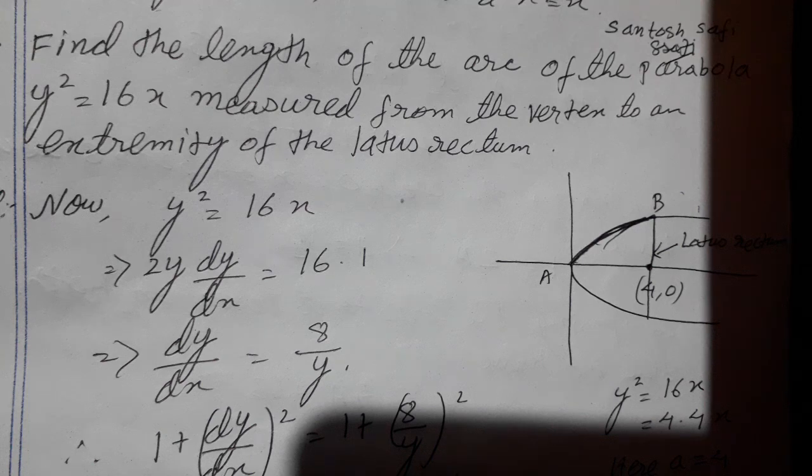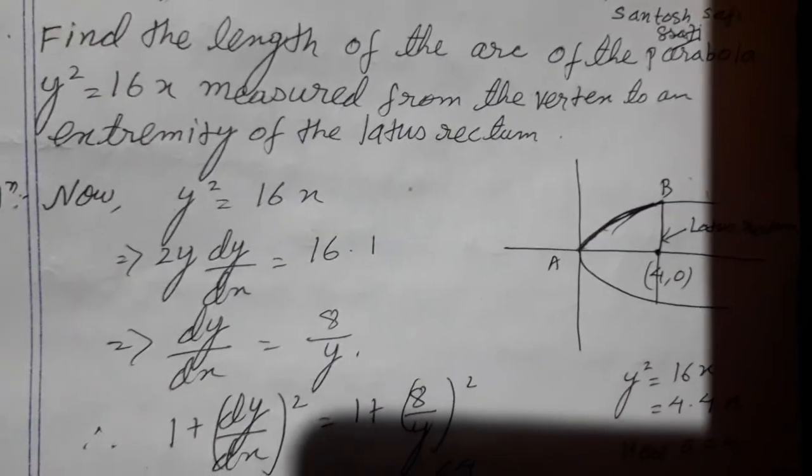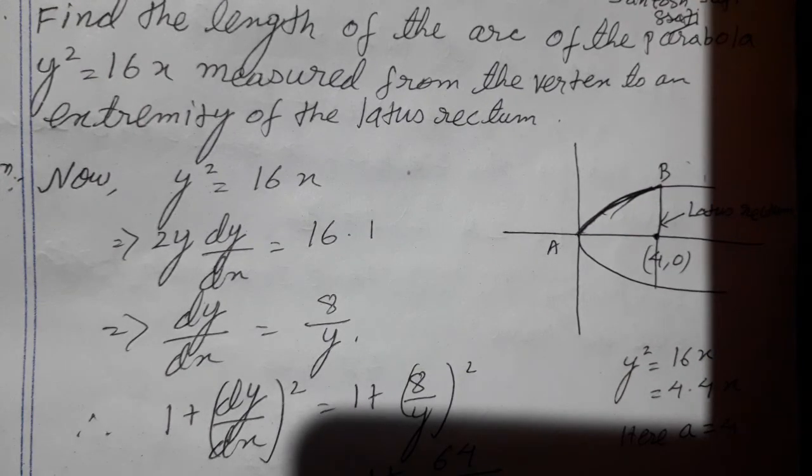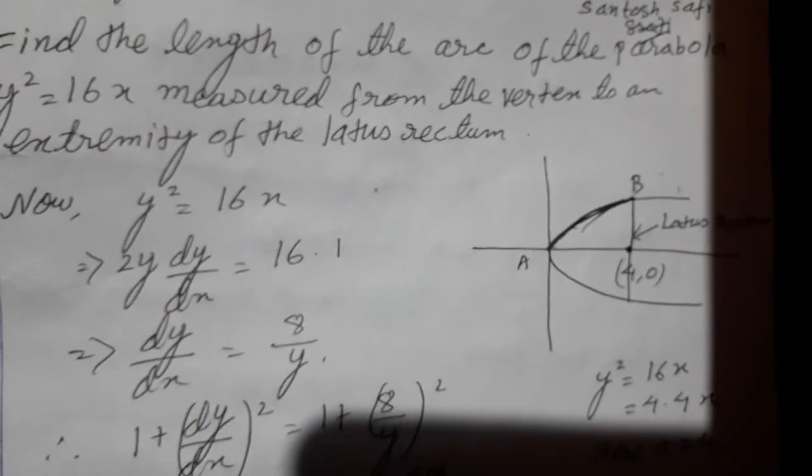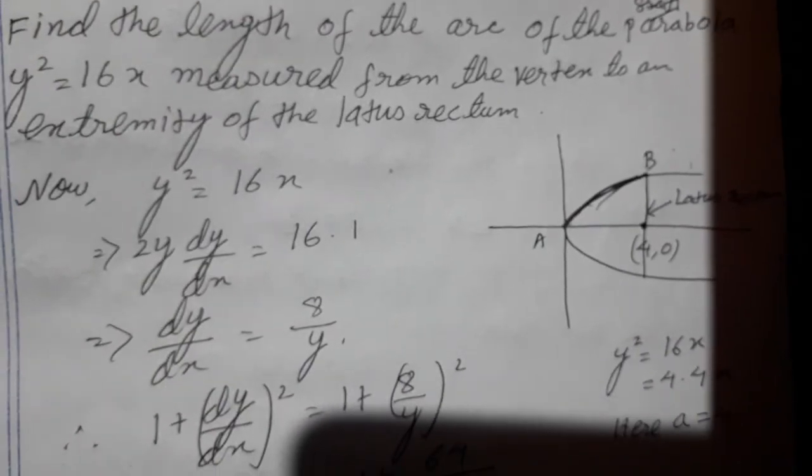In this video, I am going to find the length of the arc of the parabola y square equal to 16x measured from the vertex to an extremity of the lateral rectum. So first, we should understand what is the lateral rectum of a parabola.